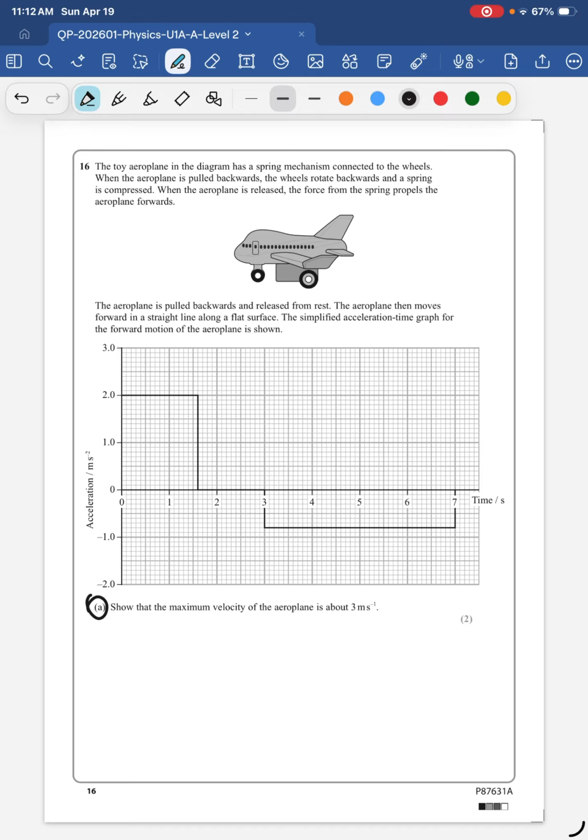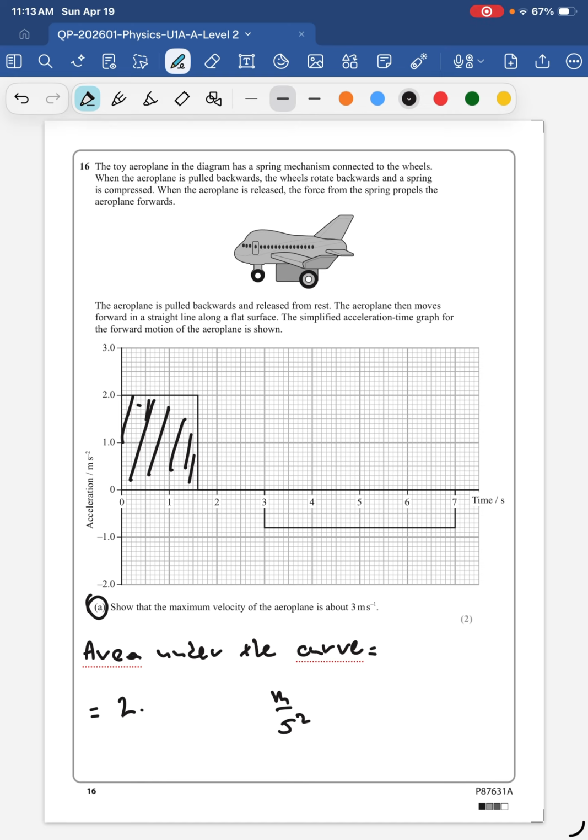So what do we get if we multiply? Okay, I'm talking about this area over here. So the area under the curve is the velocity we are looking to find. So what's the area? We have 2 as the acceleration, and what kind of units is that? Meters per second squared, times what's the time? 1.6 seconds. So seconds cancel, and we find 3.2 meters per second.